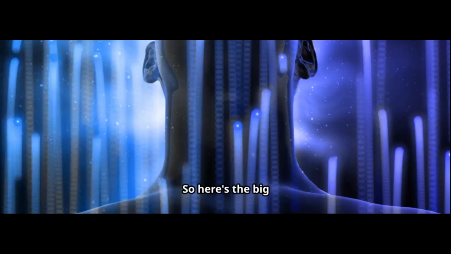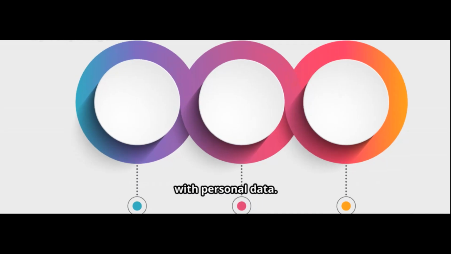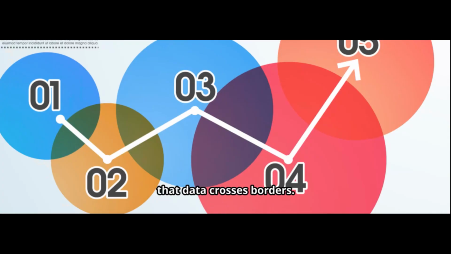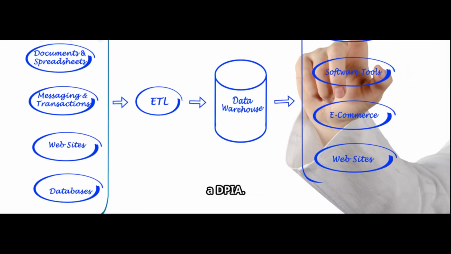So here's the big aha moment. Think of it like three concentric circles. PIA, the broad circle, covers any project with personal data. DPIA, the sharper circle inside, required when risk is high under GDPR. TIA overlaps when that data crosses borders. Together, they're not competing tools. They're a system. Start with a PIA. If you're in GDPR territory or dealing with high risk, add a DPIA. If data leaves the country, add a TIA. Once you see it this way, the confusion disappears.